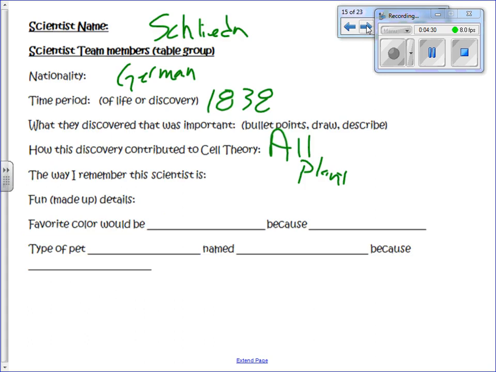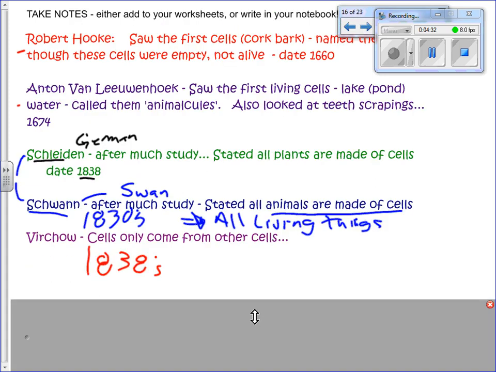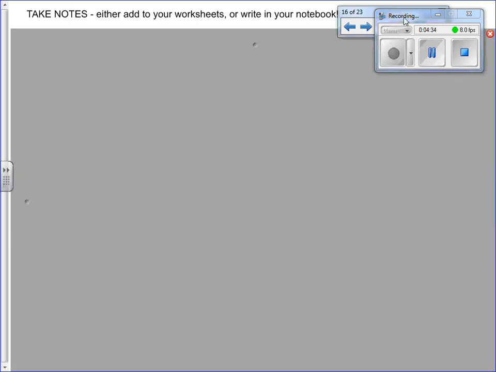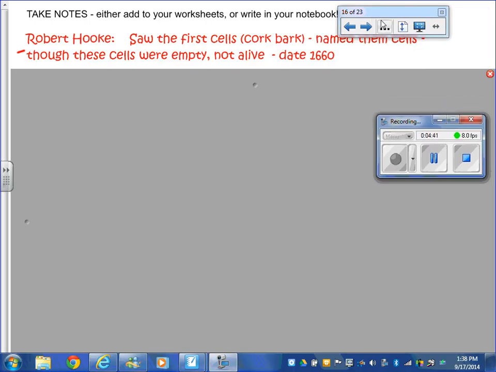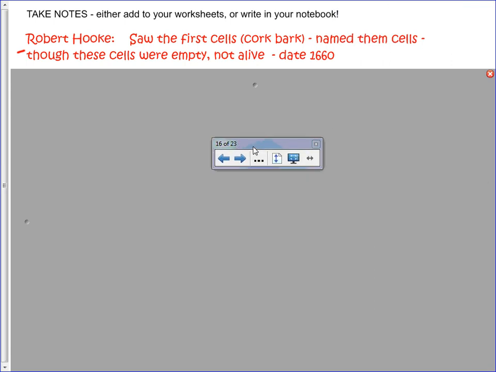So let's start with Robert Hooke and what he found. So let's go to our first group, and you can tell us about Robert Hooke. All right, so Robert Hooke, he saw the first cells in cork bark, and he named them cells.